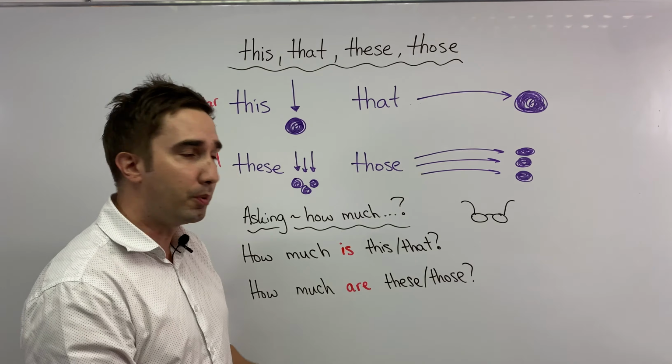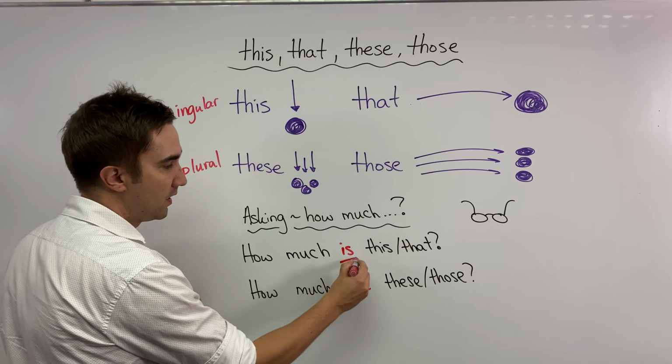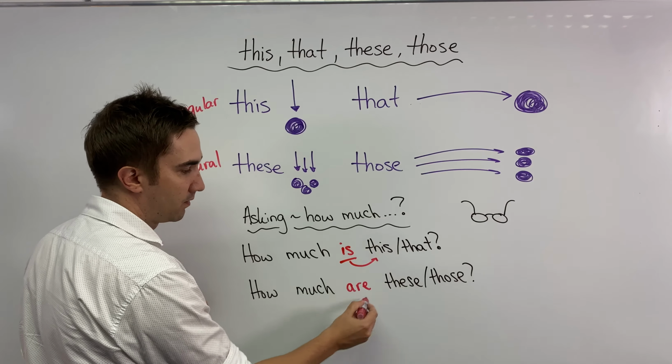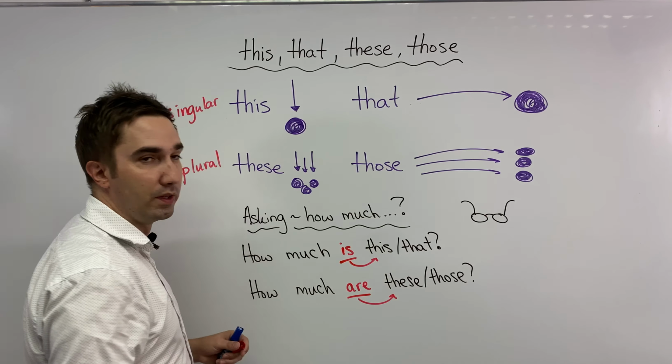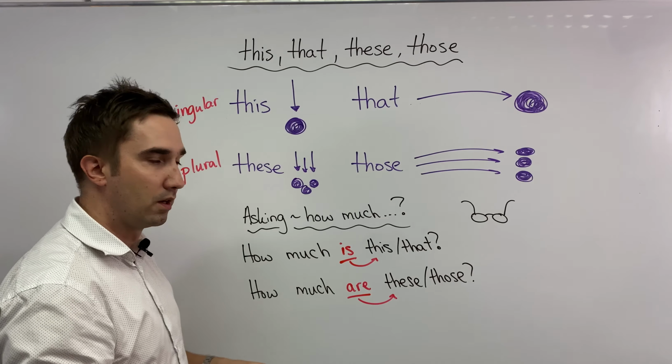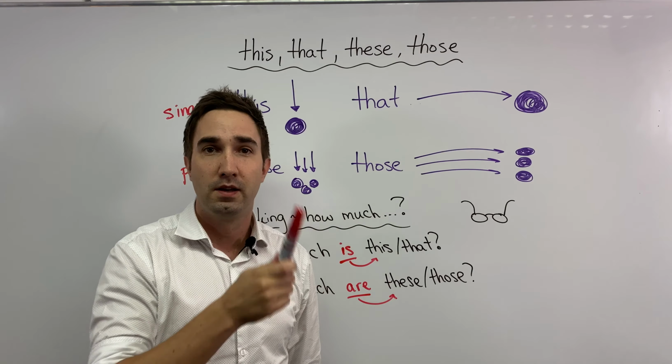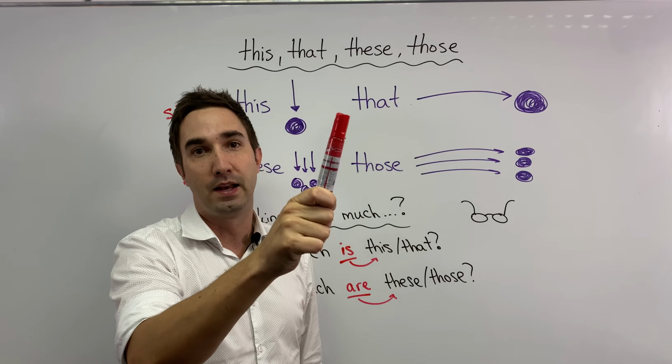It's kind of simple, but just remember we use is with this and that, and we use are with these and those, right? These are pens. This is a pen. All right.